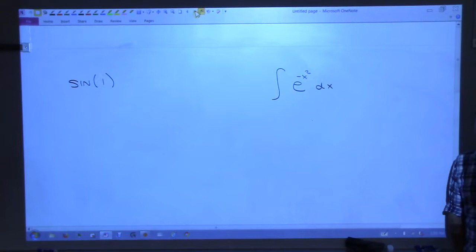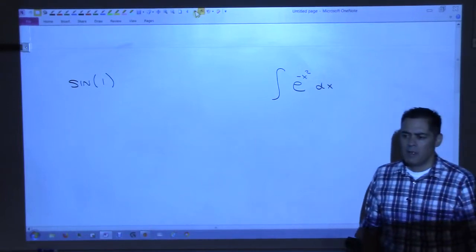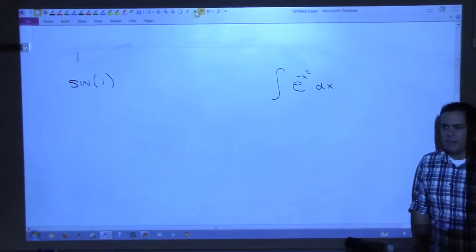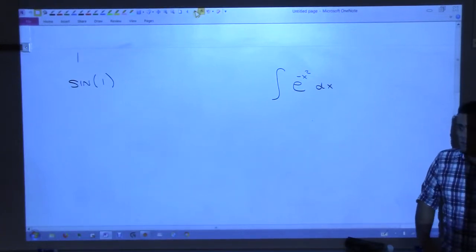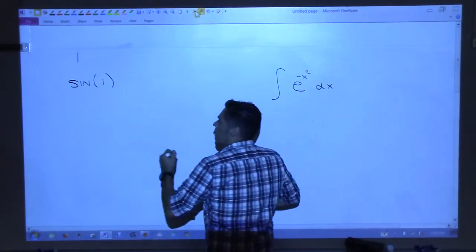0.84. Are you in radian mode or degree mode? Why are you in radian mode, not degree? Because there's not a degree symbol, right? If there's not a degree symbol up there, then that means 1 radian. So what did you get? 0.84. That's it? Just 0.84?